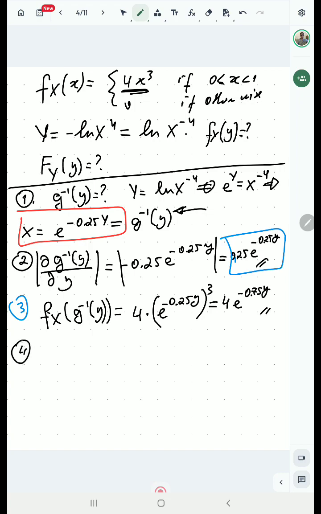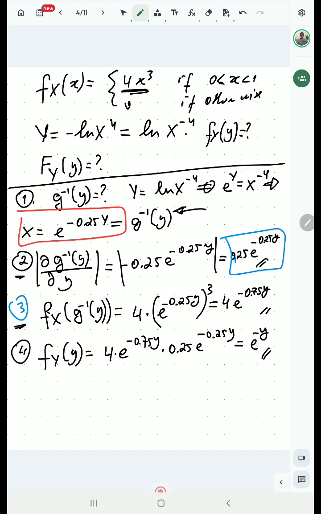And finally, we can get the PDF of y. So the PDF of y is basically the second term multiplied by the third term, right? So it's equal to 4 times e to the power -0.75y, times 0.25 times e to the power -0.25y. And if you multiply them together, you receive e to the power -y. Okay, so this is the PDF of y.